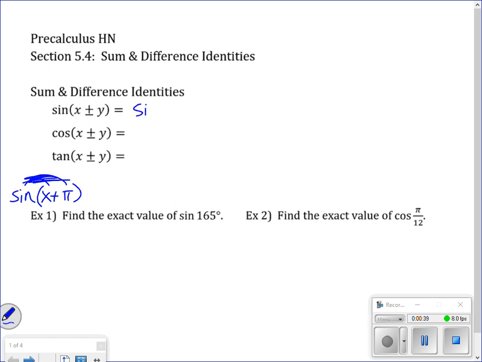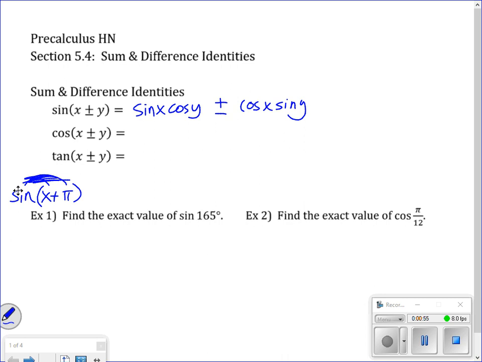You take the sine of the first thing times the cosine of the second. If it was a plus to begin with, you would put a plus back. If it was a minus, you'd put a minus. So the signs kind of match up there. And then you do the cosine of the first thing and the sine of the second thing.